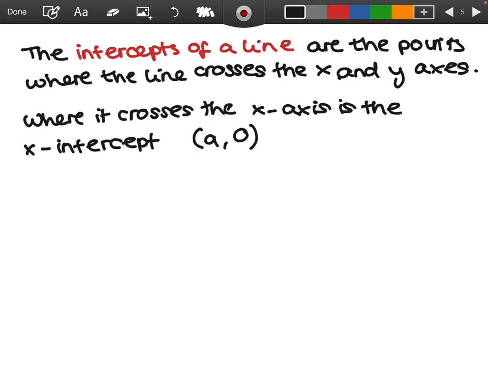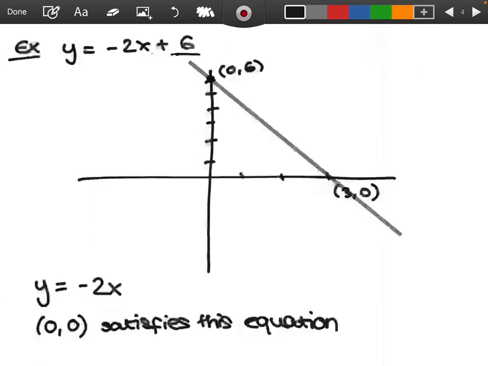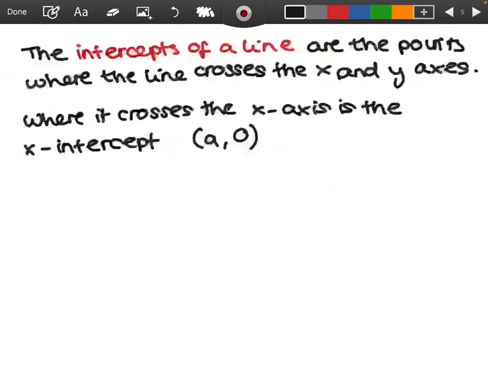Okay, and that would be the point that it crosses the x-axis, because if we go back to here, you'll notice the x-intercept for this equation has a particular constant for the x coordinate. So in this case it was 3, because it's 3 units across from the origin on the x-axis, but because it is on the x-axis, it has a 0 y component. So whenever you get an x-intercept, the point at which a line crosses the x-axis, it is always going to be of the form (a, 0), where a is some constant.